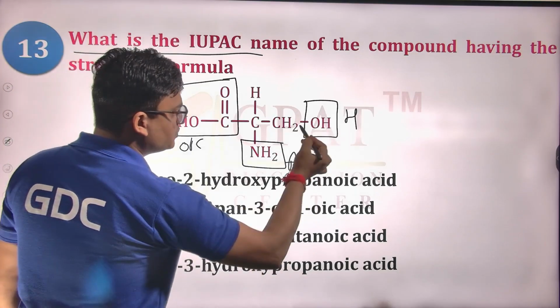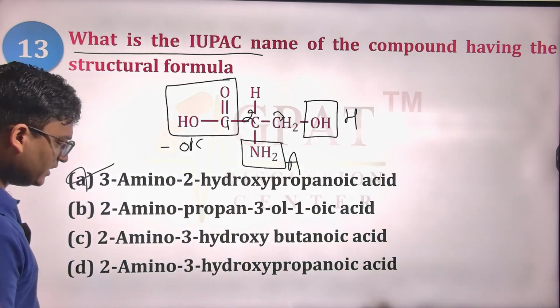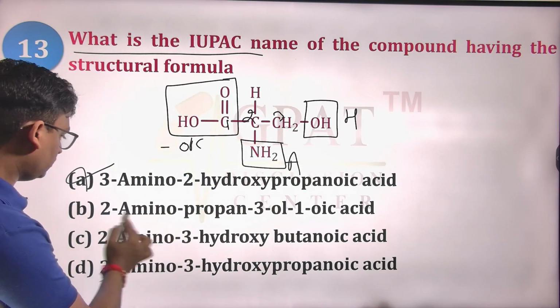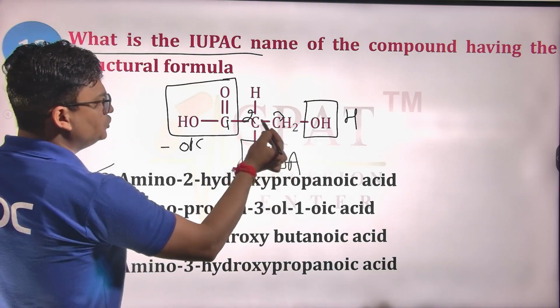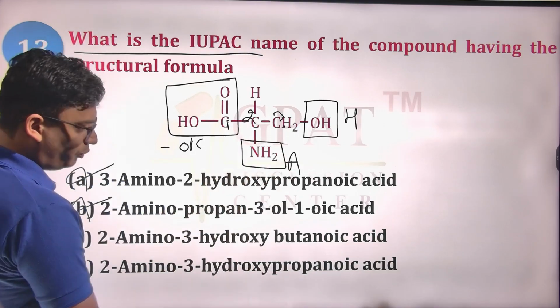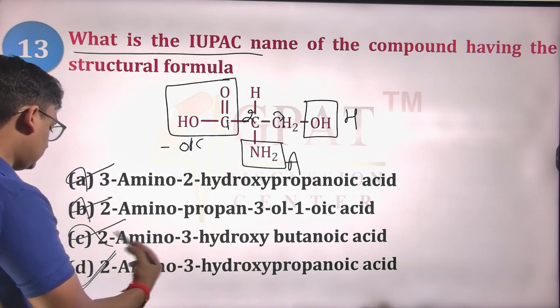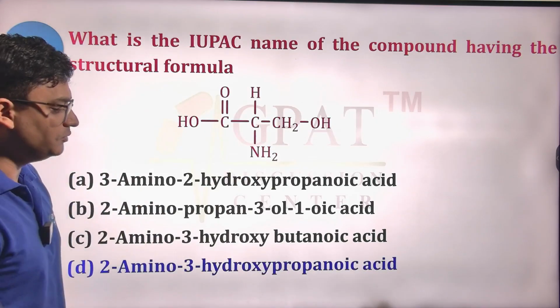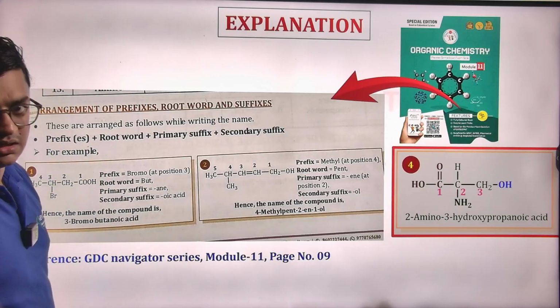Now hydroxy is present on the 1, 2, 3, third position. So 2 amino 3 hydroxy. Now we are having a 3 carbon chain, 1, 2, 3, so propanoic acid. The option with butanoic is also wrong. The correct answer is D. D option is right for this question.